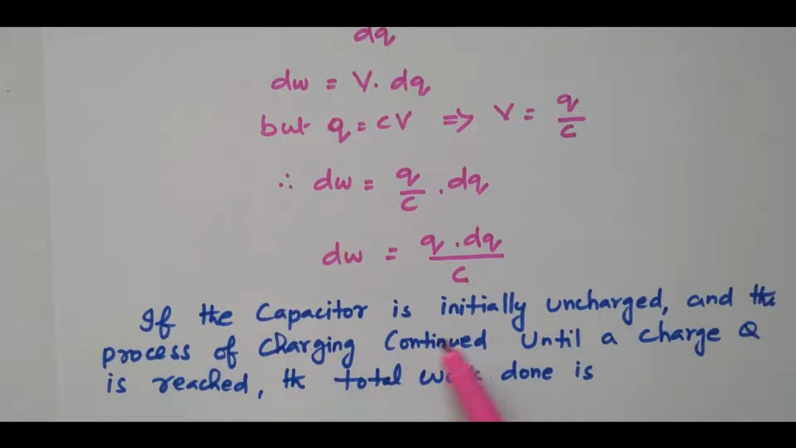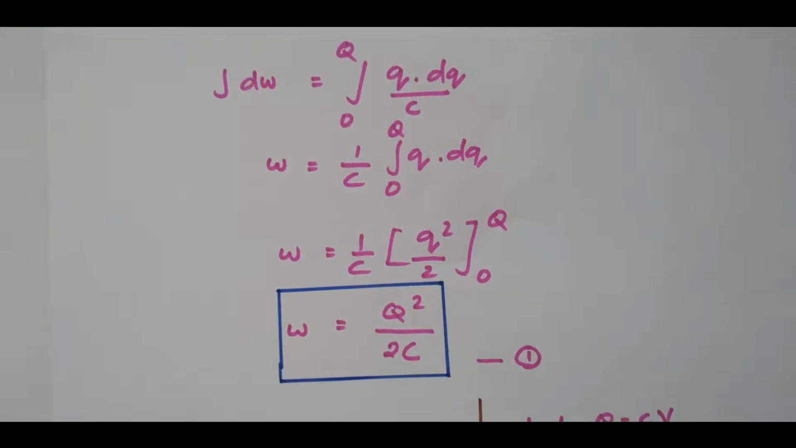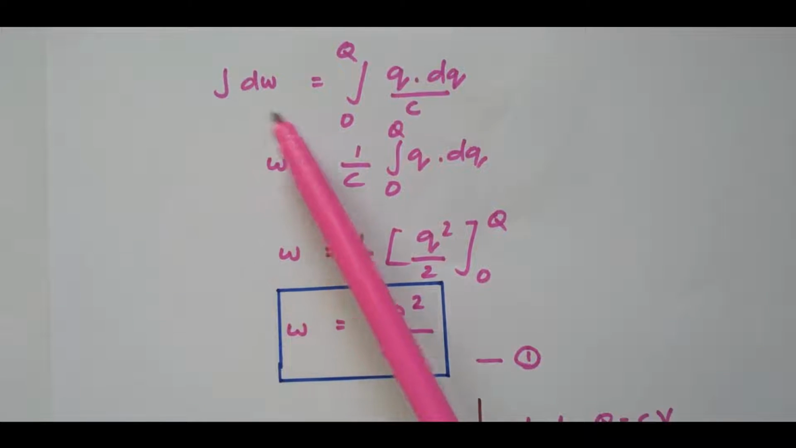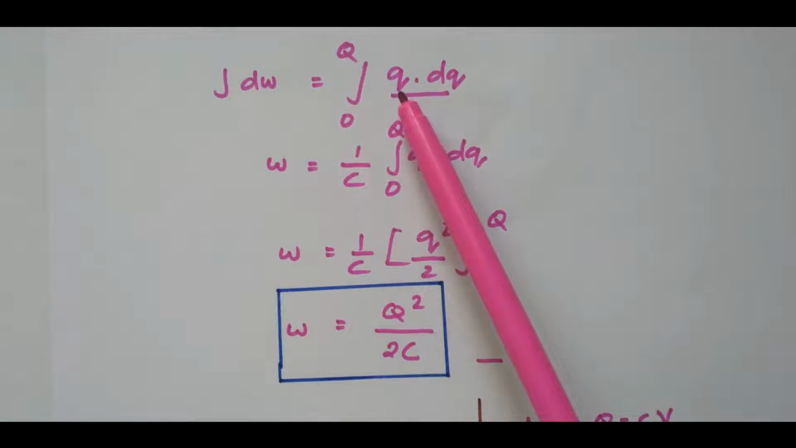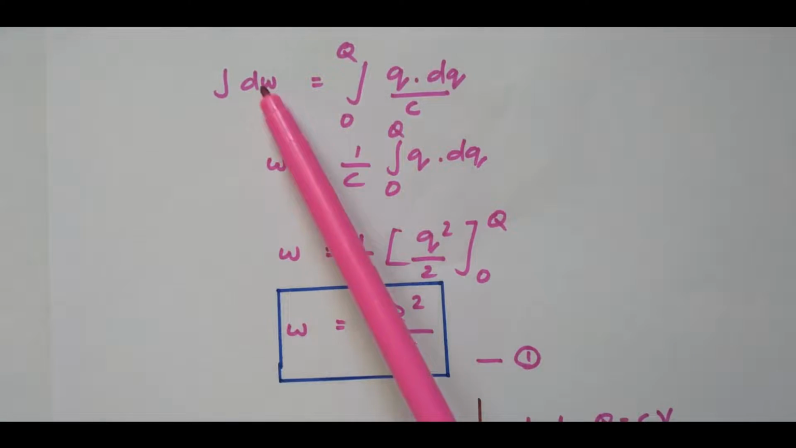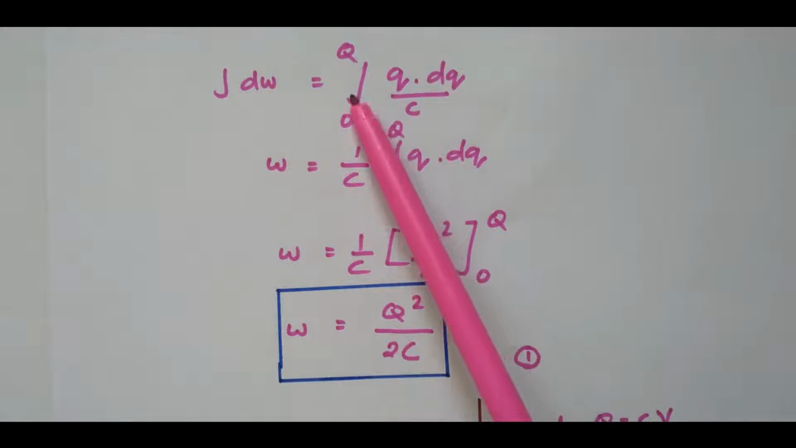If the capacitor is initially uncharged and the process of charging continues until the charge Q is reached, that is, the capacitor is charged from 0 to Q. Then for the total work done, we can integrate both sides with a limit 0 to Q, because the capacitor is charging from 0 to Q. Now see this: integral dW equal to integral 0 to Q, Q dQ divided by C.